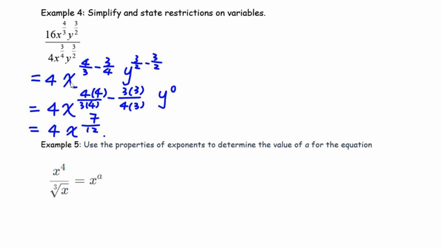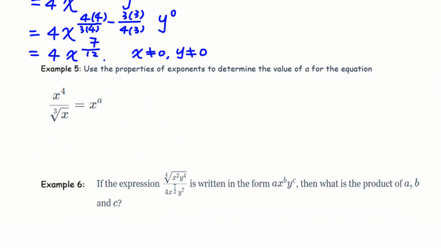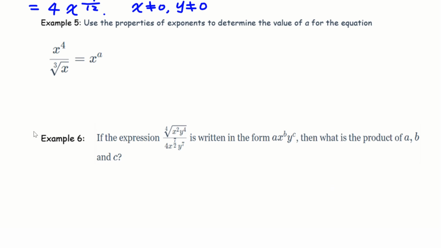And for the restrictions, because we have the variable here at the denominator, so both couldn't be 0. So x couldn't be 0, y couldn't be 0. So that is example 4, then example 5.